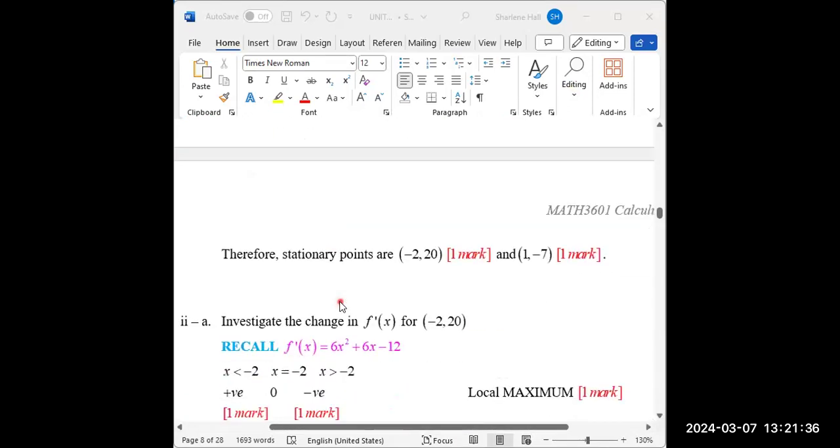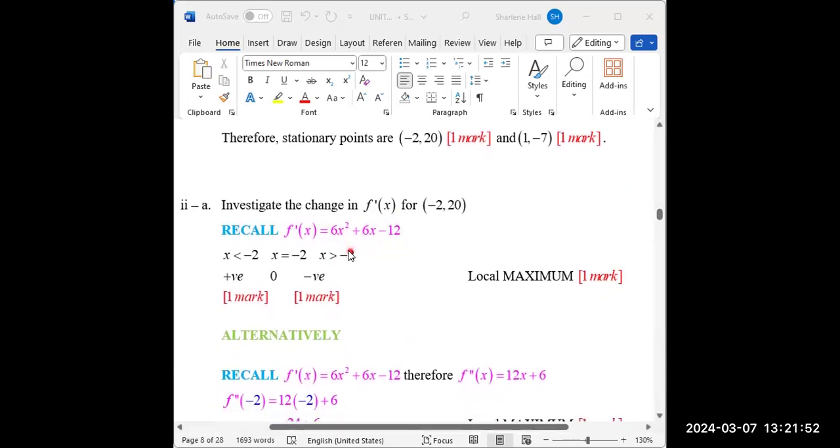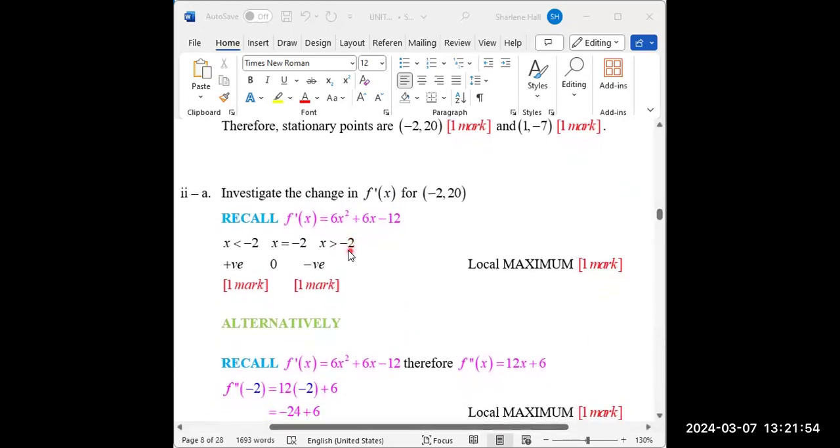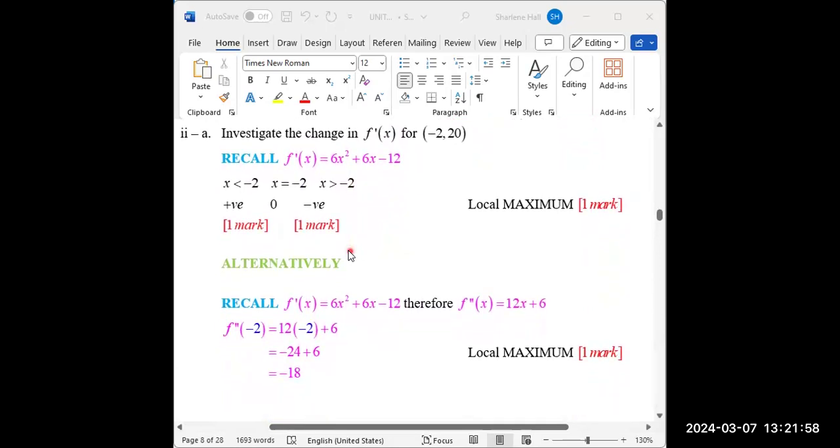So what I'm going to do is to find the second derivative. You see the first derivative, I'm recalling. The first derivative is 6x squared plus 6x minus 12. That's what the first derivative was. When I differentiate this one more time, I'm going to get 12x plus 6. True or false?